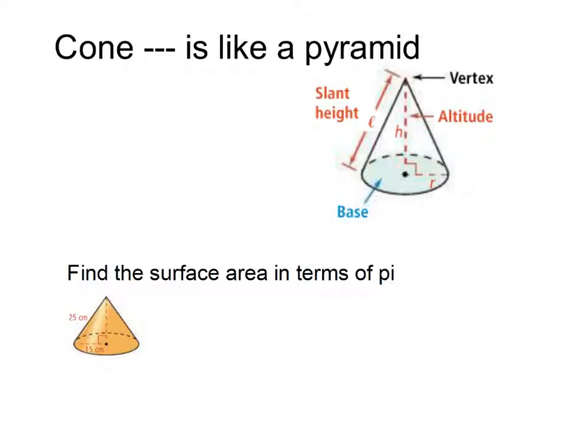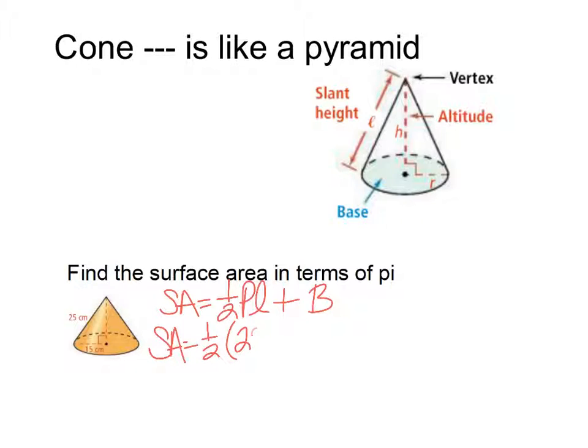All right, so it looks like we're not going to necessarily use our calculator for evaluating that pi. Surface area, 1/2 PL plus B. 1/2, the perimeter. The perimeter on a circle is ultimately the circumference. So that's going to be times 2 pi r, and r is 15. So your perimeter is just circumference. Times your slant height. Well, they gave us the slant height over there, the 25 would be your slant height. Plus the area of the base.